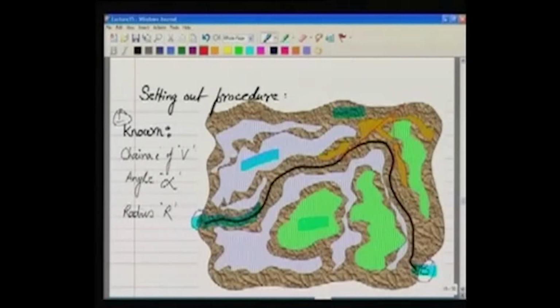Now, at this stage, what all is known? Number one, which is known, is the chainage of V. How do we know the chainage of V? We know it from our design, from the map. What will be the chainage of this particular point? From here itself, we know the angle alpha. Where is the angle alpha? If I highlight it, over here is the angle alpha.